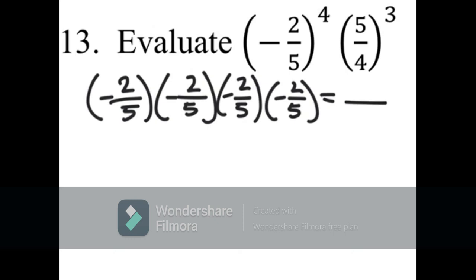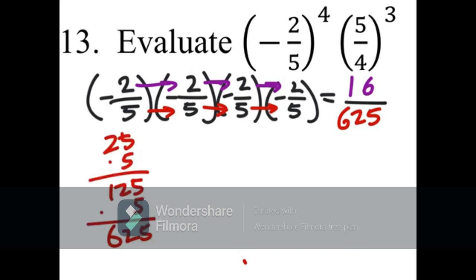And we got 2 times 2 times 2 times 2, 4 2s. So 2, 4, 8, 16. And the denominator is 5 times 5 times 5 times 5, which would be, I want to say, 625. It's a big number. I skipped the first set of 5s, but that would give you the 625.